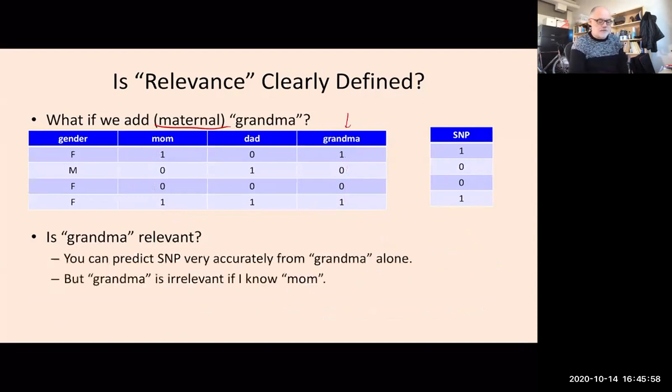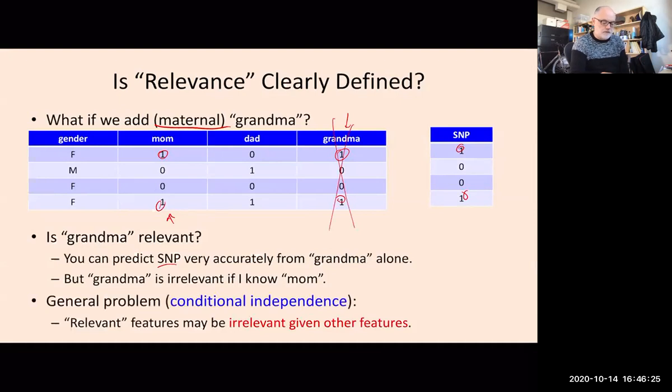Interesting, right? Is grandma relevant? Well, obviously, since she's the maternal grandmother, her signature is going to be shared by the mother, and this is going to be shared by the individual, right? So you can predict the genetic mutation, this single nucleotide polymorphism, very accurately from the grandmother alone. But if you know the value of the mom column, the grandma column is irrelevant. You don't need to know it, right?